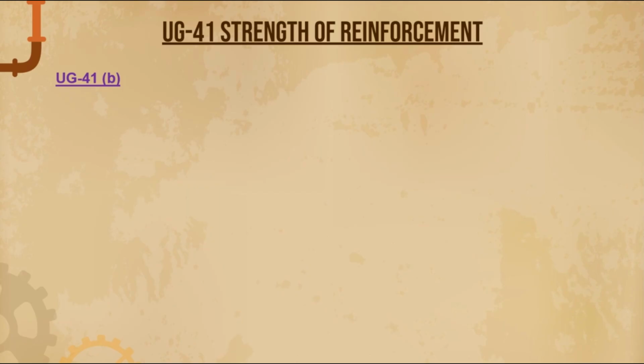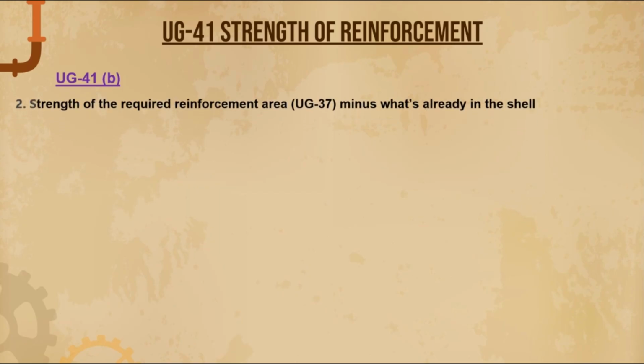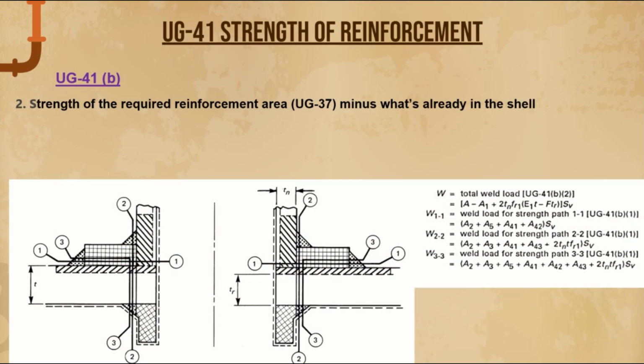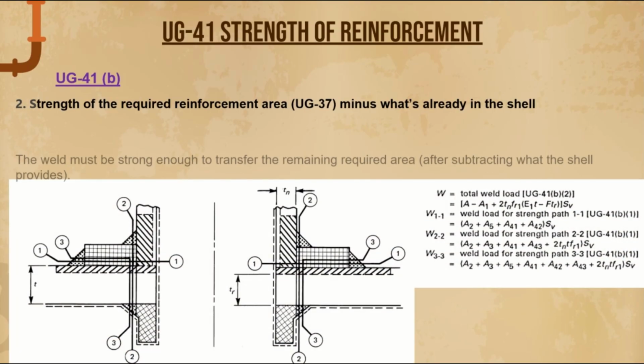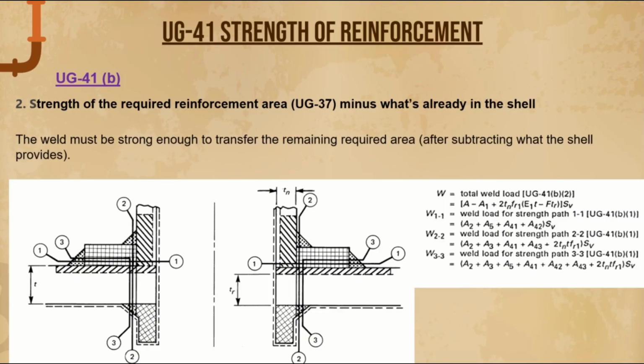The second point is the strength of the required reinforcement area minus what's already in the shell. I already explained this point in UG-37, guys. UG-37 defines the required reinforcement area for the opening. Some of this area is already provided by the shell, right? So the weld must be strong enough to transfer the remaining required area. You can calculate the total weld load by using this W formula here.